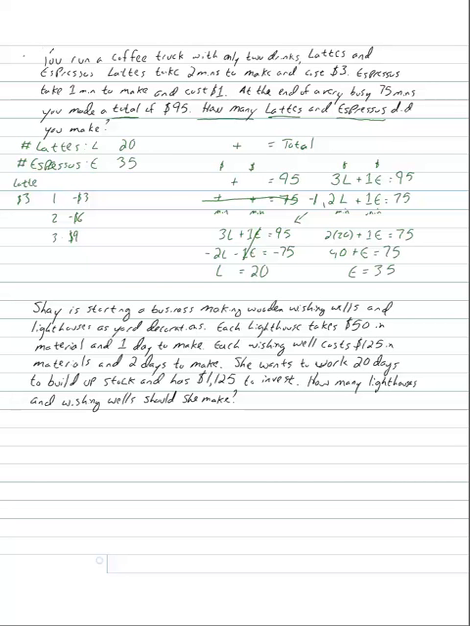Check. So 3L plus 1E equals 95. So 3 times 20 is 60, plus 35 does equal 95. Okay, so that should be my answer to this word problem. Let's look at the next one.